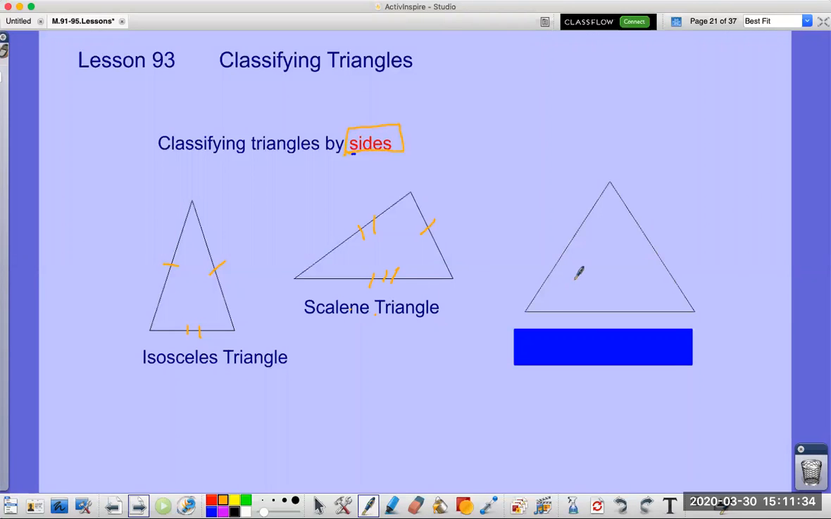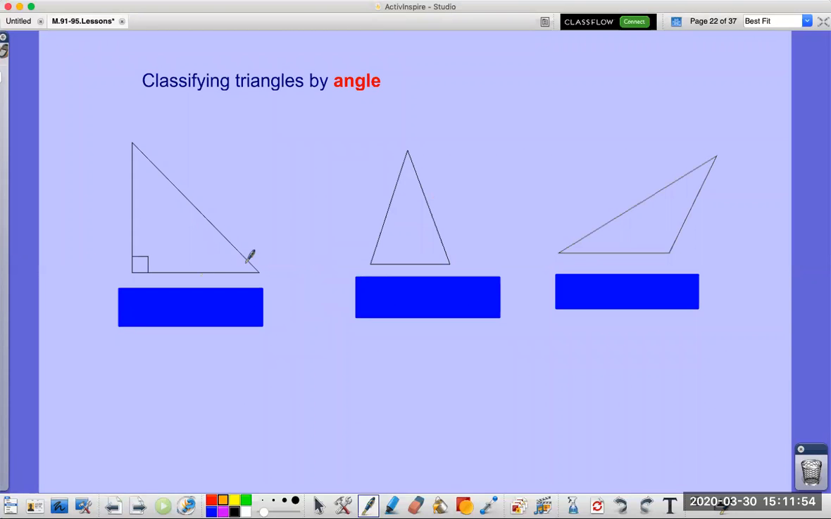And what about this last one? What do you think it is? This one is an equilateral triangle because you can see here, this side equals this side equals this side. All three sides equal each other. Okay, looking at this, what do you think this one is?